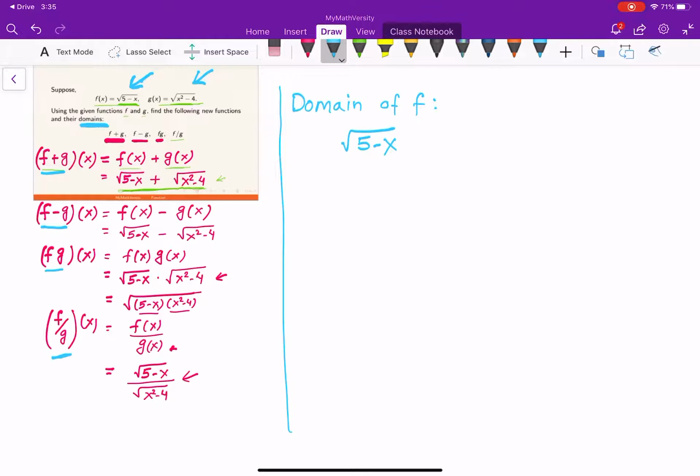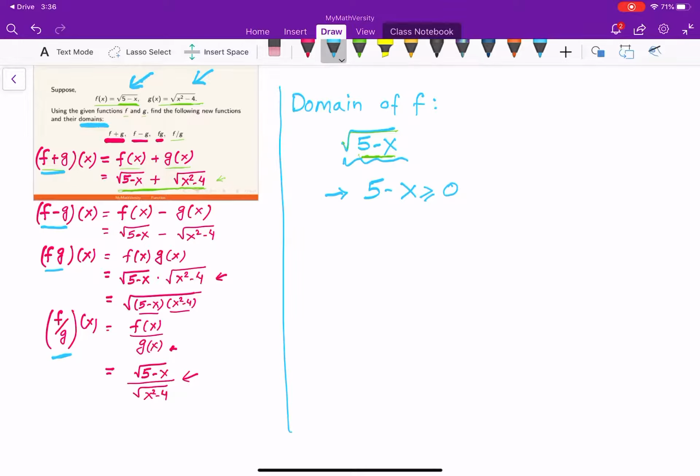And we know that if we have the square root function, which is over here, then under that radical sign, whatever expression we have, which is 5 minus x, has to be non-negative. Only then the function is defined. So 5 minus x has to be non-negative for that square root to be defined. And whatever solution of this inequality, that will give you the domain of this function.